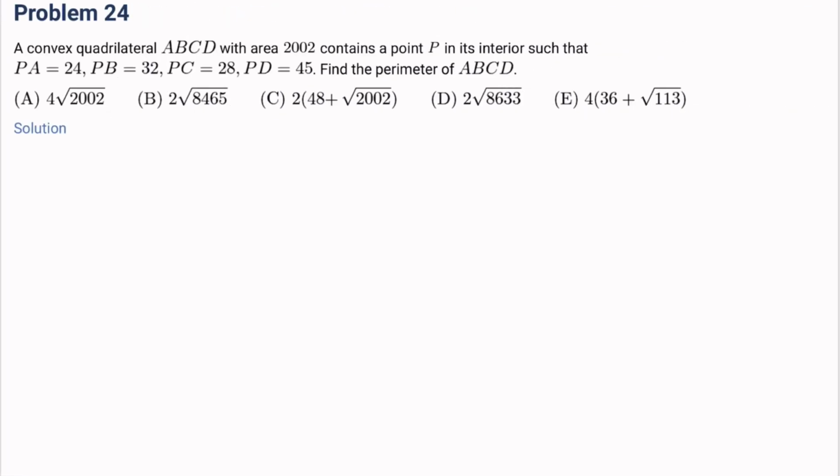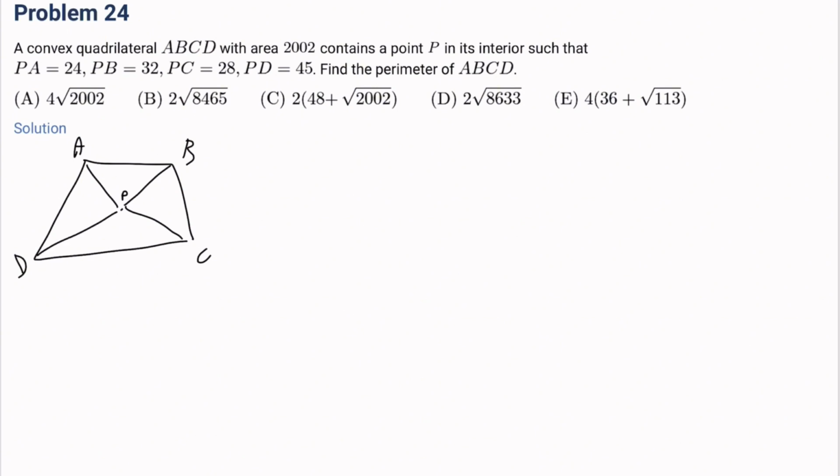Number 24: a convex quadrilateral ABCD with area 2002 contains a point P in its interior such that PA equals 24, PB is 32, PC is 28, PD is 45. Find the perimeter of ABCD. Our quadrilateral might be something like this, and it has a point P like that, and these lines would be 24, 32, 28, and 45.